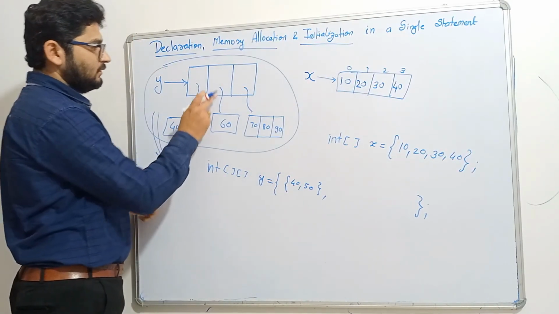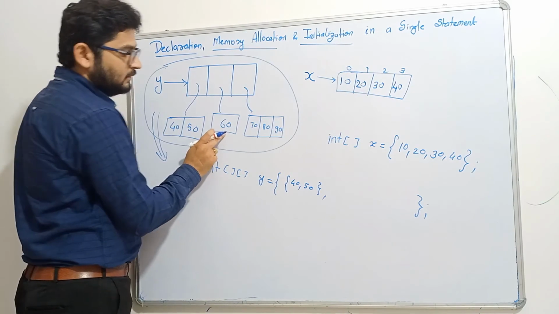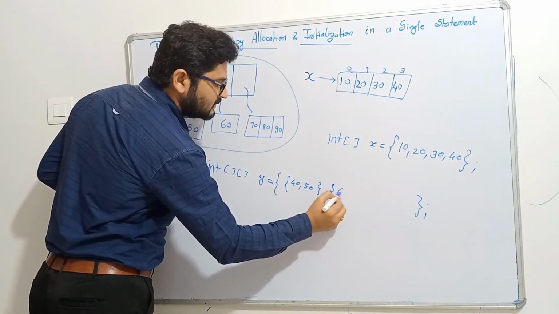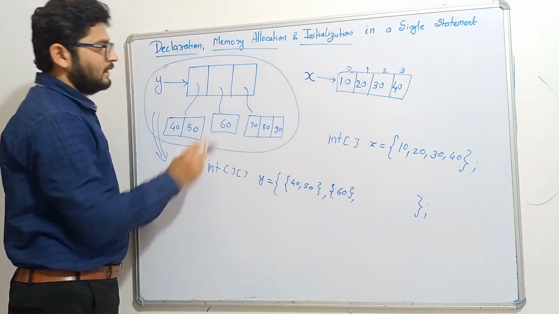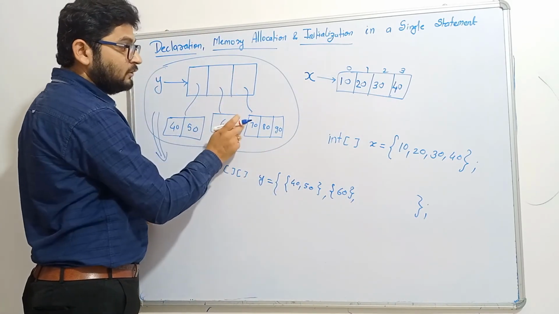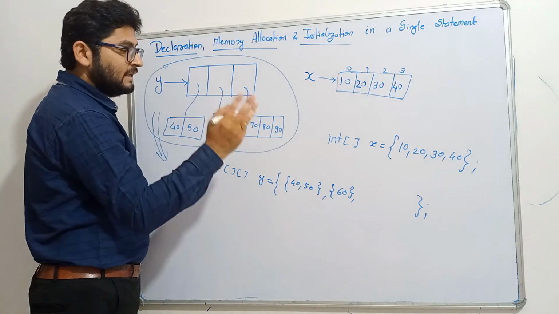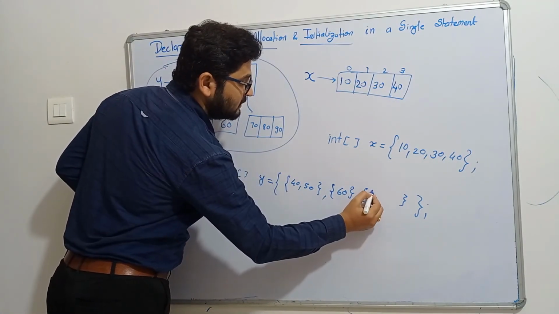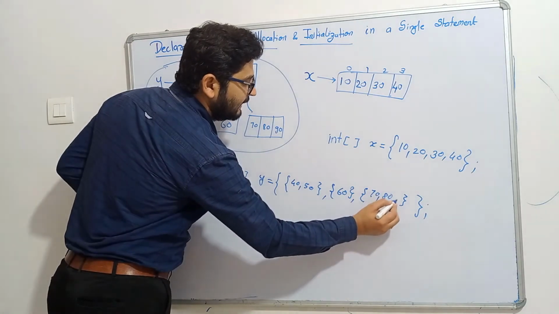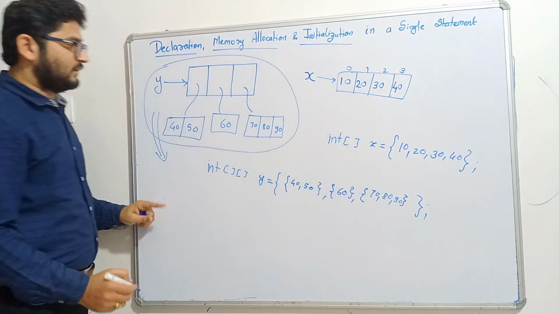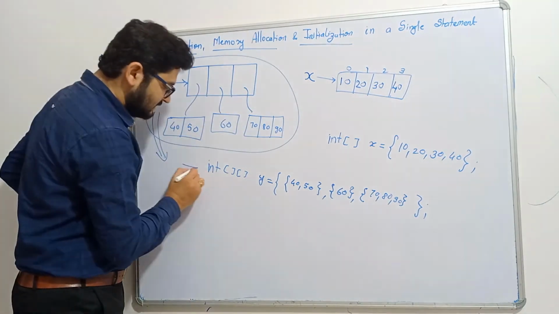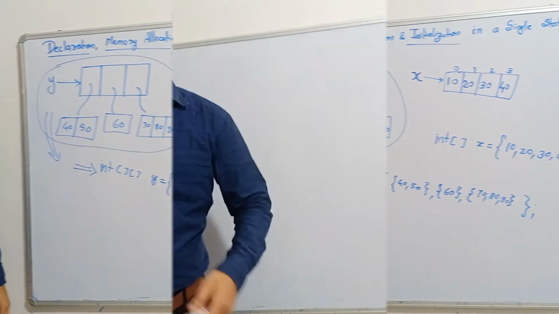What is the second element of the base array pointing to? To this one-dimensional array with this one element. So that is 60. Again, the third element is pointing to a one-dimensional array of three elements. So again, I can write here opening and closing bracket having 70, 80 and 90. So in this way, this complete structure can be created in memory using this single statement in Java.